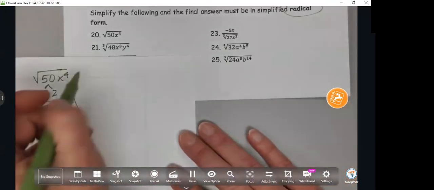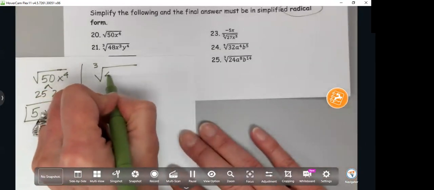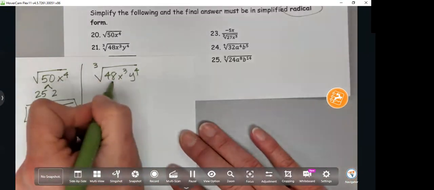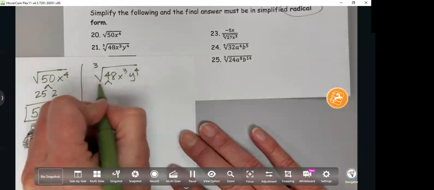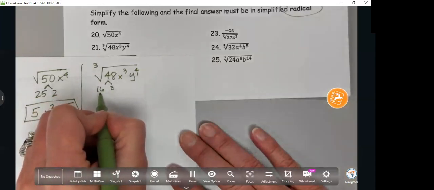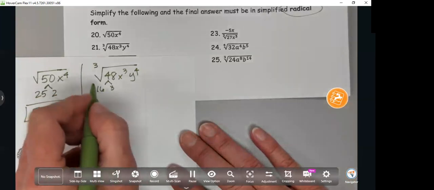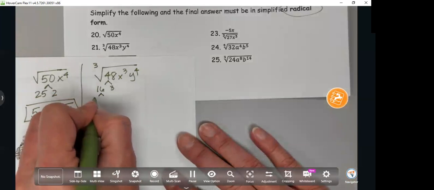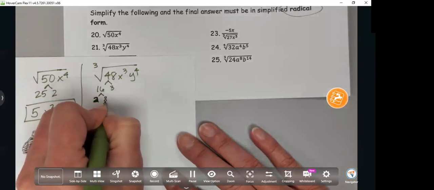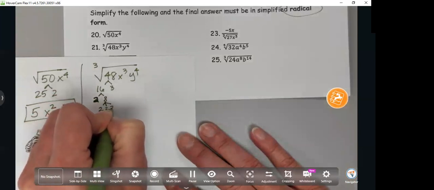Then I've got this, the cube root of 48, x cubed, y to the 4th. We know that 48 is 16 times 3, which helps us if we are taking the square root, but it doesn't necessarily help us if we're taking the cube root until we say, okay, that's going to be 2 times 8. And then all of a sudden we know that 8 is the cube of 2. So we're happy about that.